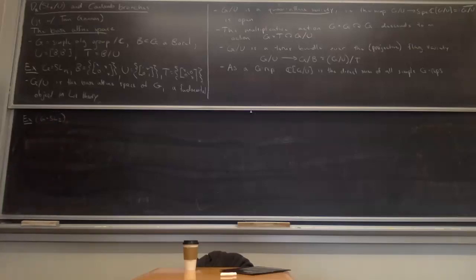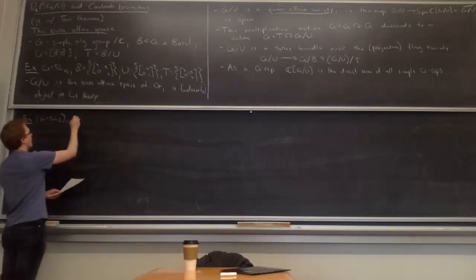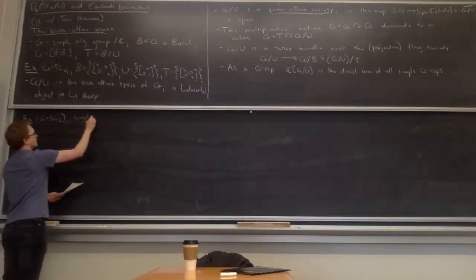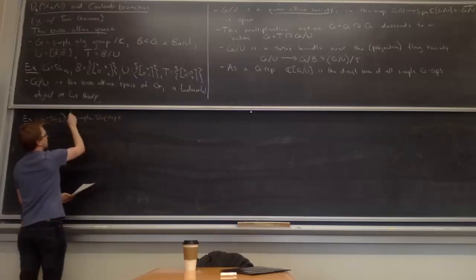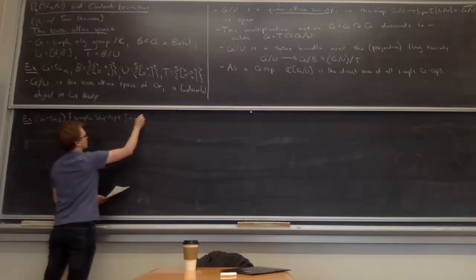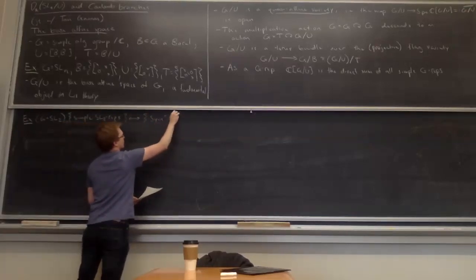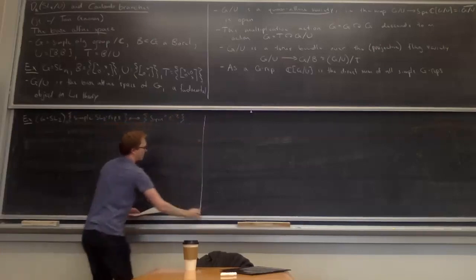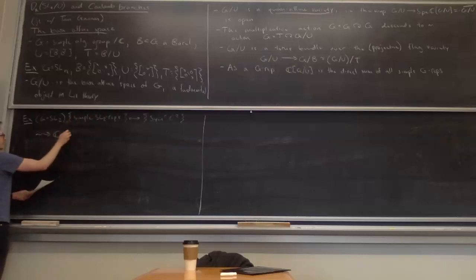Well, of course, what are the simple representations of SL2? They're just the symmetric powers of C2. And of course, it's immediately evident that the sum of those is an algebra. It's the symmetric algebra on C2. So that's what this coordinate ring is here. So in here, it's obvious that this is a ring.